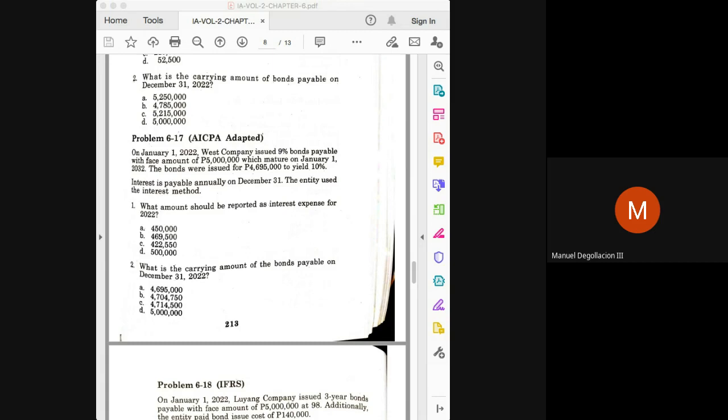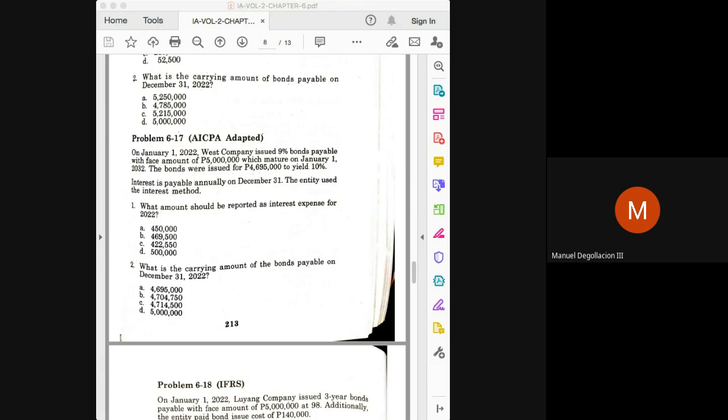And then let's just expand the problem, class. Let's go to year 2 also. The first thing we will have to solve if you're using the effective interest method is the interest expense. And how do you solve for the interest expense? Simply multiply the effective rate with the previous carrying amount. So the effective rate is 10%. And this time, instead of multiplying 10% with 4,695,000, we will now be multiplying it with the carrying amount at the end of last year, which is 4,714,500.